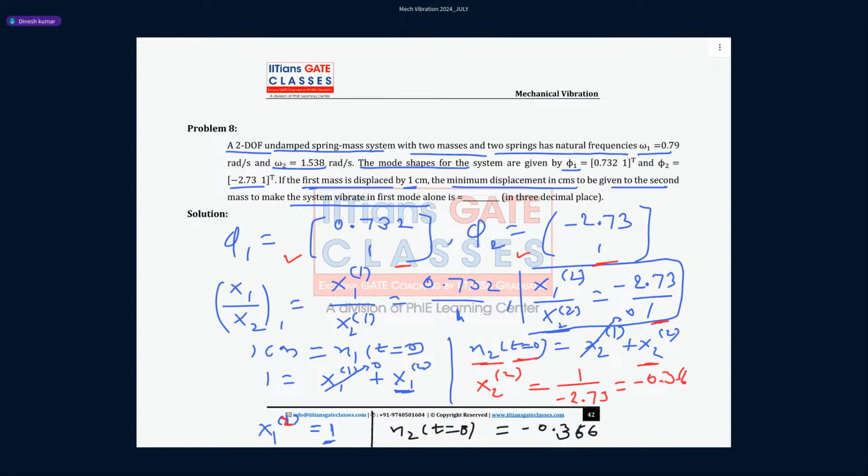So one thing, this transpose is correct, right? You all have learned mathematics. Okay, that's why I'm asking. So if your initial displacement of mass M2 is 0.366 and initial displacement of mass M1 is 1 centimeter, then your system will vibrate only in what? Second mode.